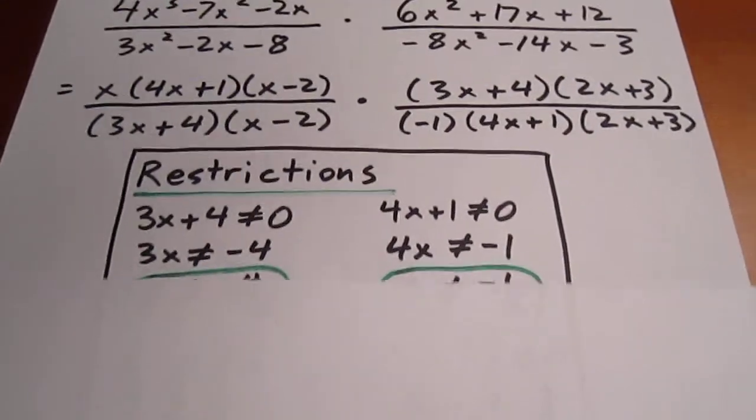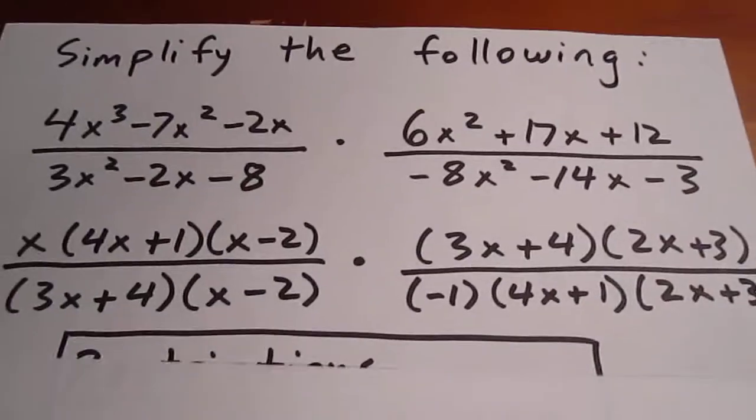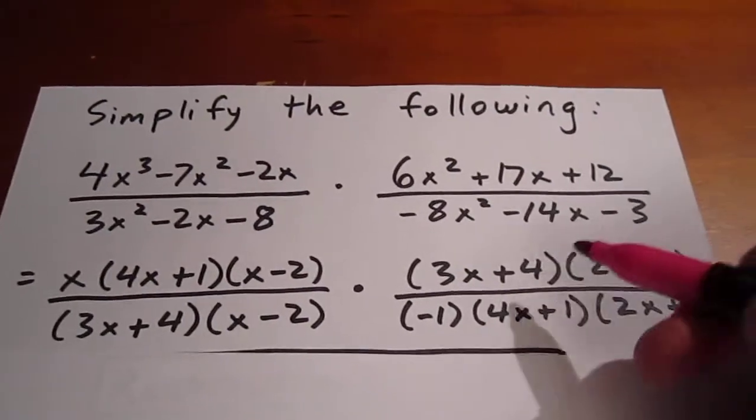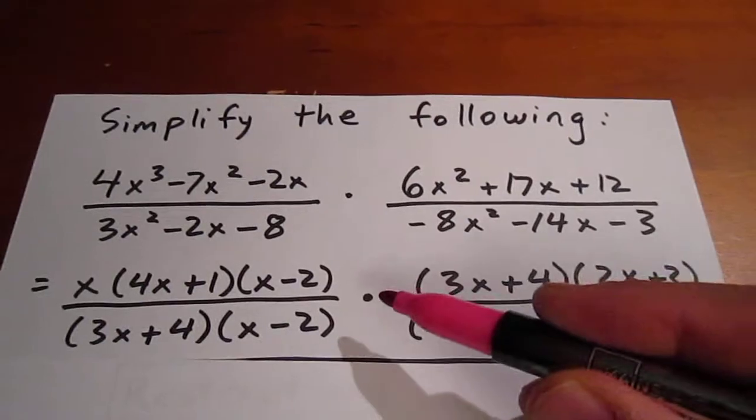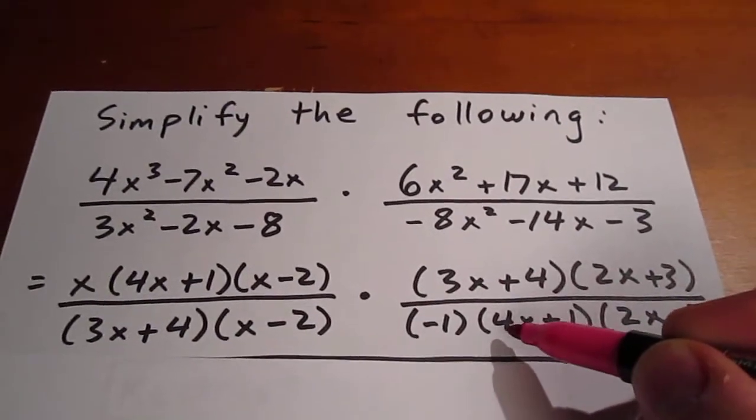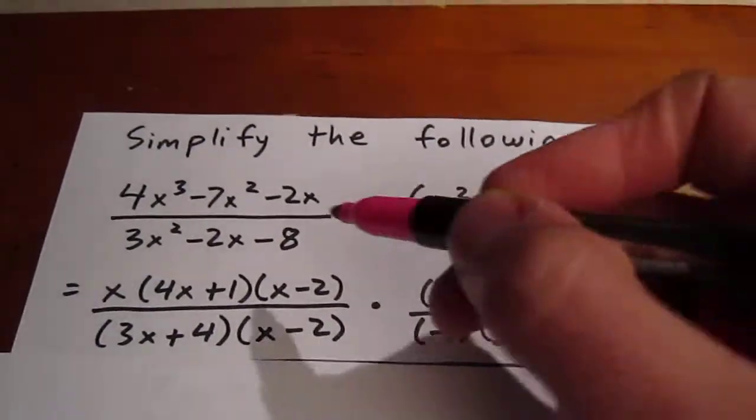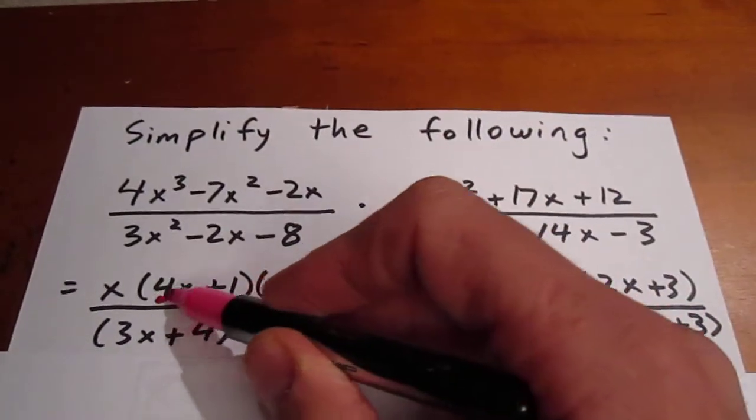At this point, after having stated those restrictions, we are able to go back up and start canceling out factors that are common to numerators and denominators. And since we're multiplying these fractions, we're allowed to reduce from one denominator to the other numerator.